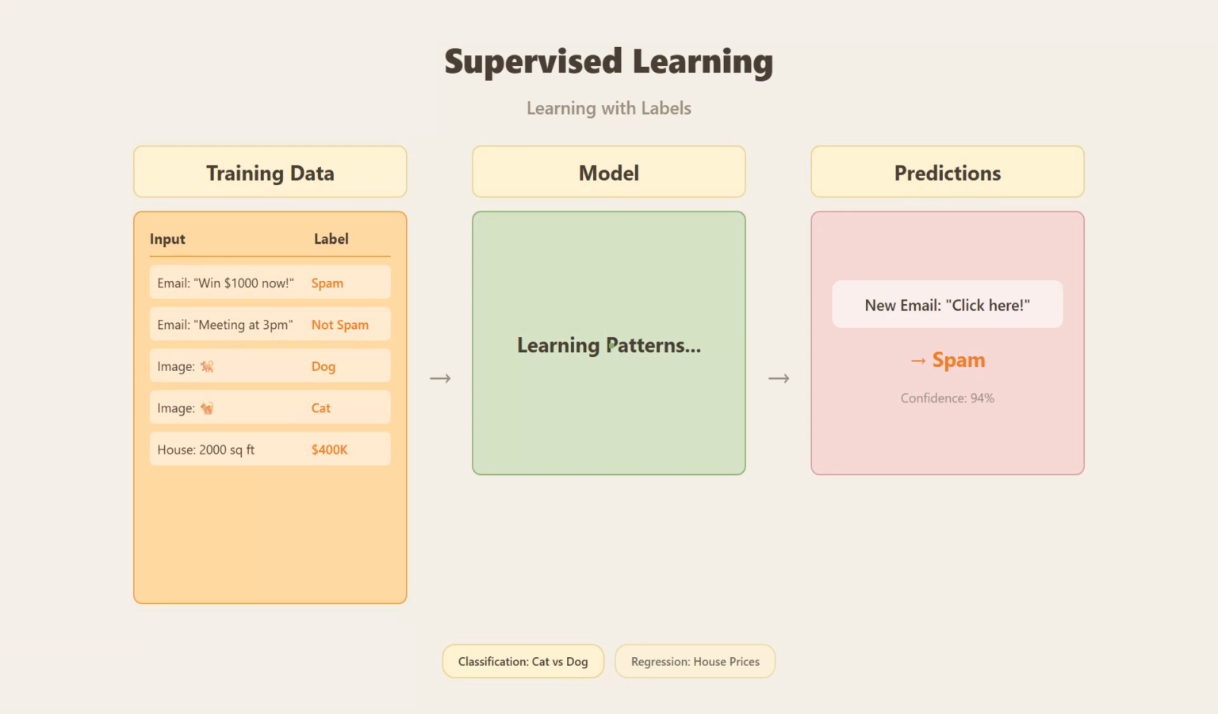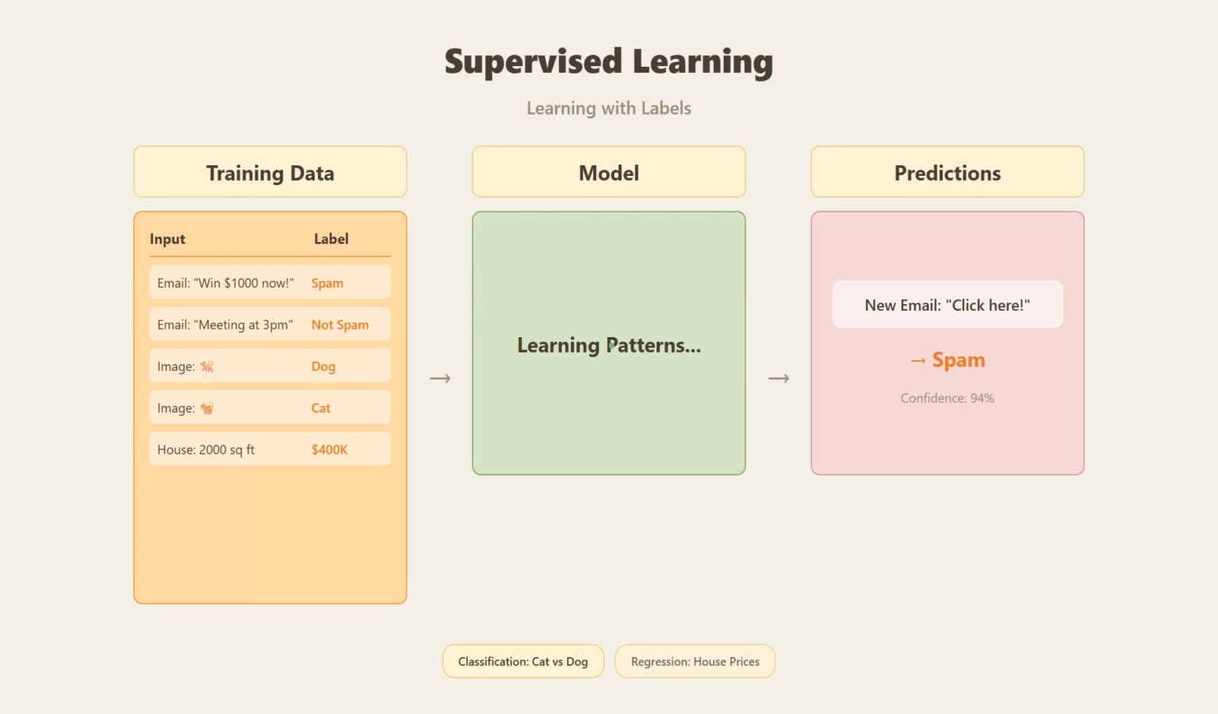The algorithm analyzes these examples, looking for patterns that distinguish one category from another. What features make an email spam? What visual patterns identify a dog versus a cat? Once trained, the model can apply these learned patterns to classify or predict outcomes for new, unseen data.